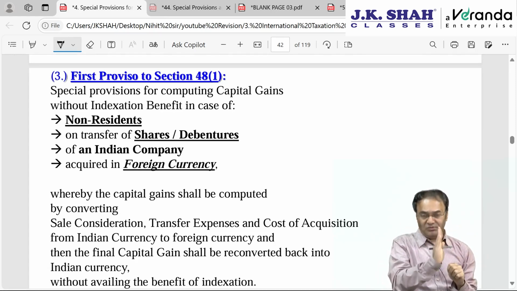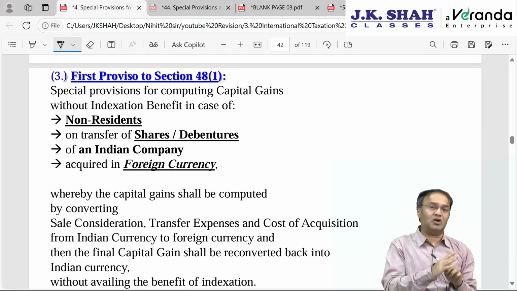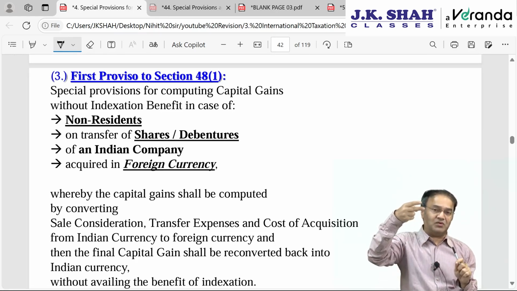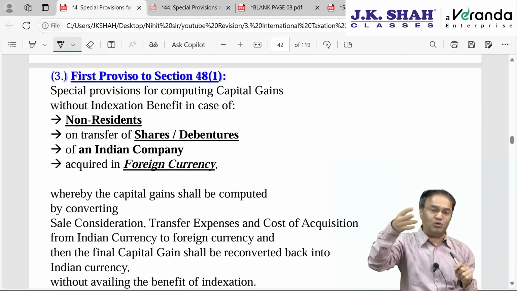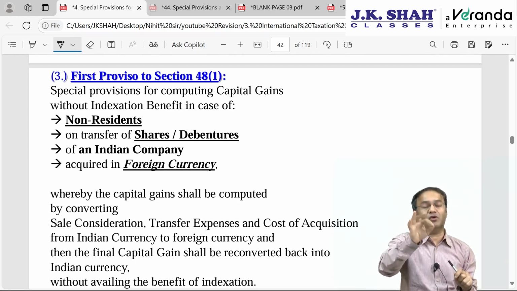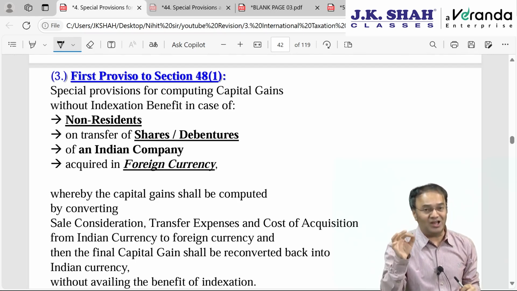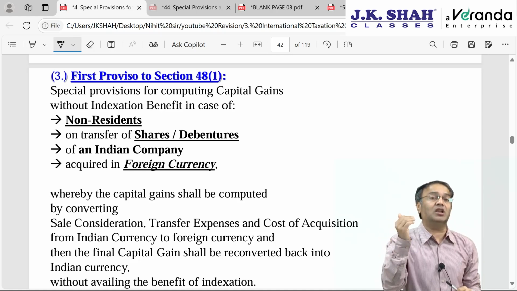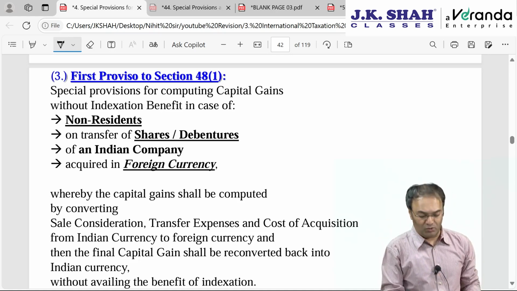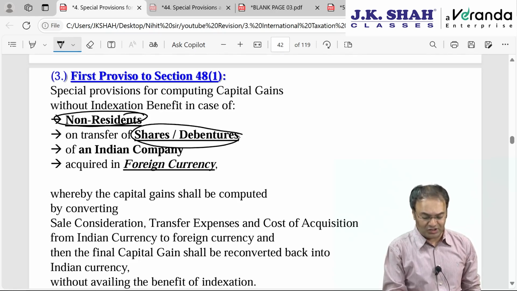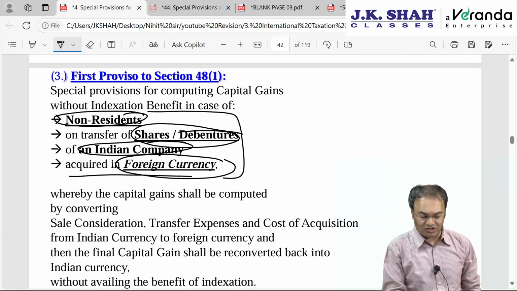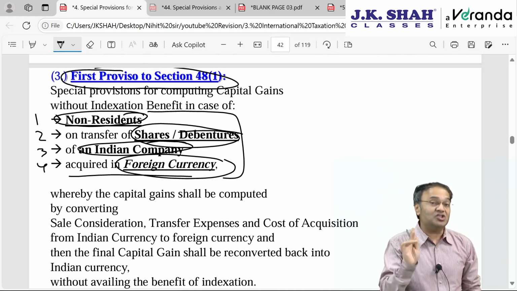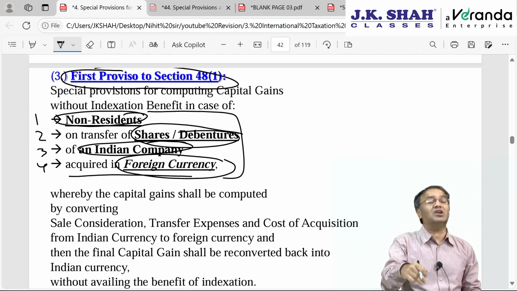Translate everything from Indian currency to foreign currency. Which items? Sale consideration, transfer expense, cost of acquisition, cost of improvement, everything converted from Indian rupees to foreign currency, calculate capital gain in foreign currency, and then the final answer of capital gain is reconverted back into Indian currency, but only for non-residents and only for shares and debentures of an Indian company which are acquired in foreign currency. Four conditions are fulfilled, then only the first proviso to section 48 is applicable. The second proviso to section 48(1) is indexation.